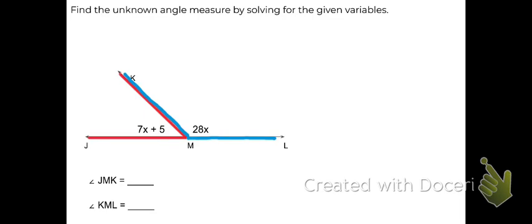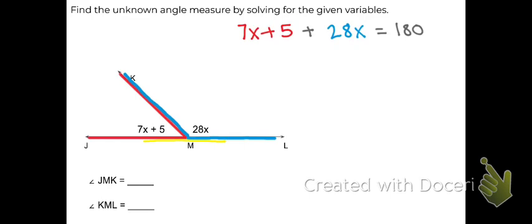What do you notice about the relationship between the red angle and the blue angle? Do you notice that they form a straight line? Straight lines have an angle of 180 degrees. That means that the red angle plus the blue angle has to equal 180 degrees. This is the equation that we are going to solve to find x and ultimately find the measure of the red and blue angle.